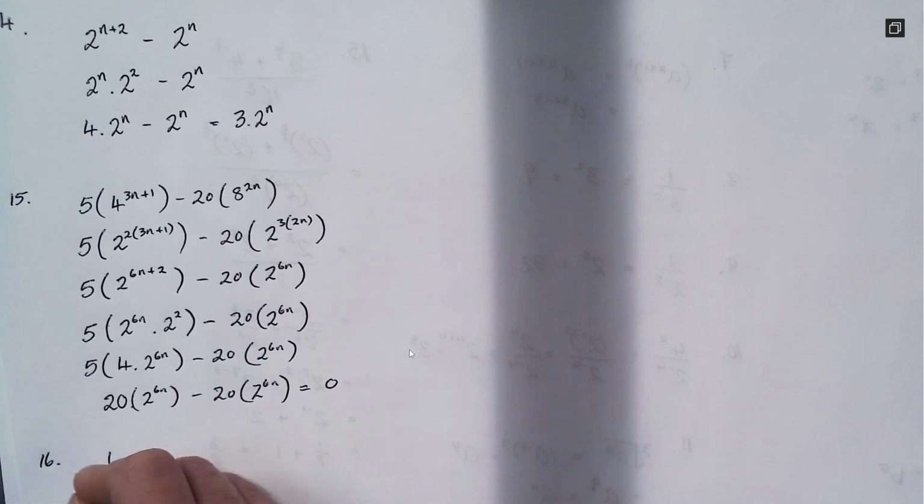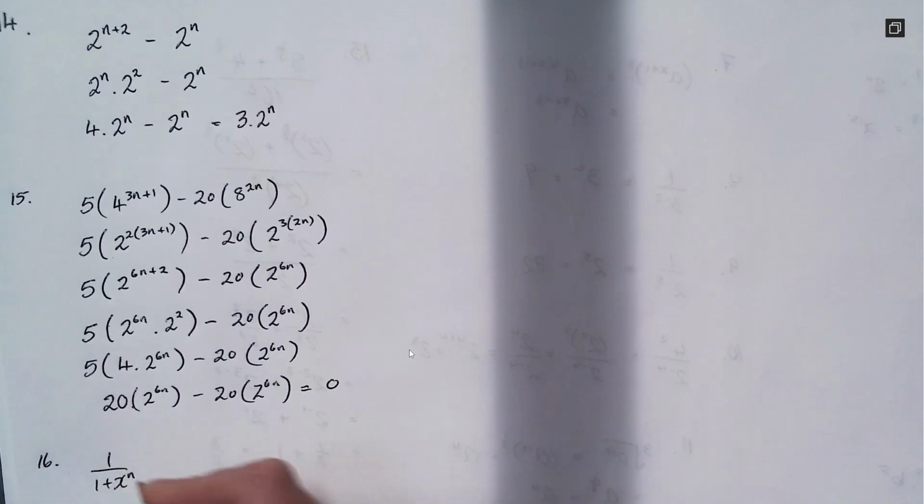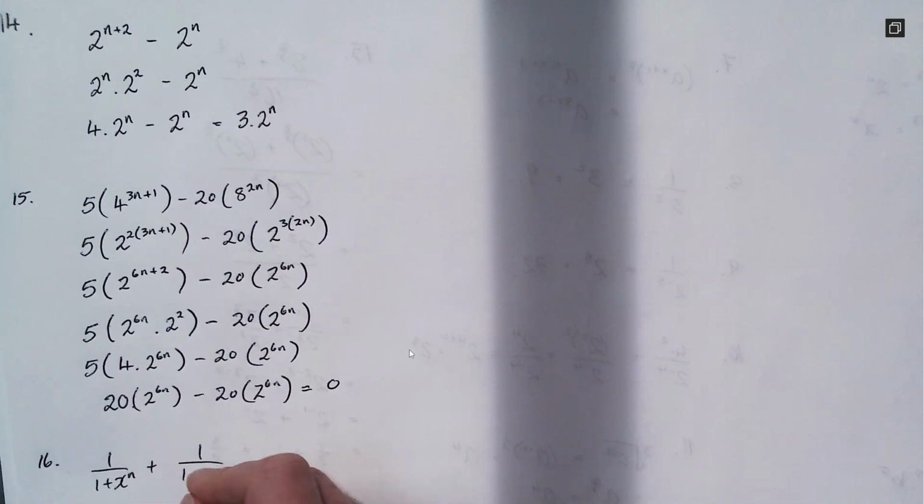We have 1 plus x to the power of n plus 1 plus x to the minus n. Show that it simplifies to a constant.